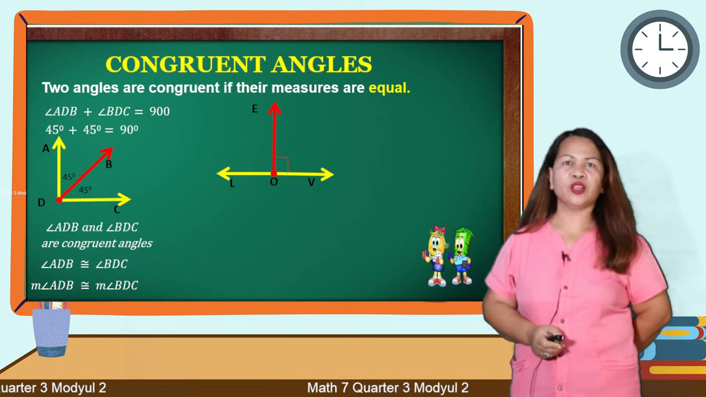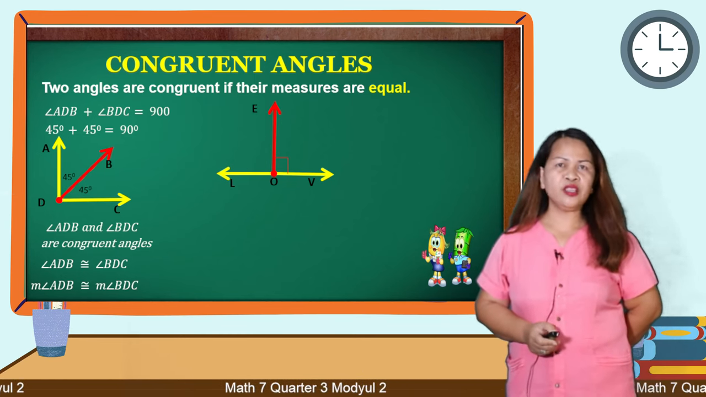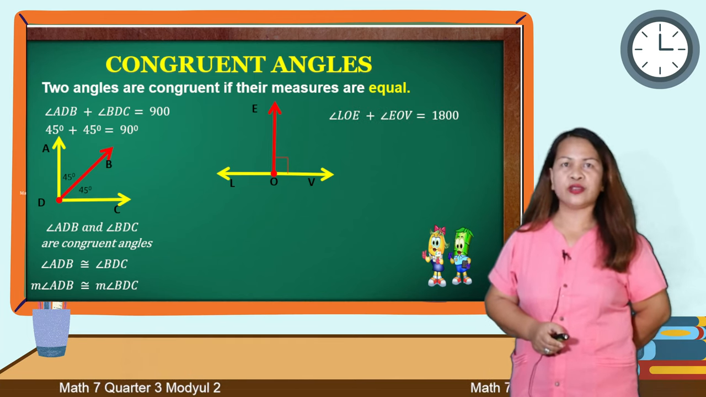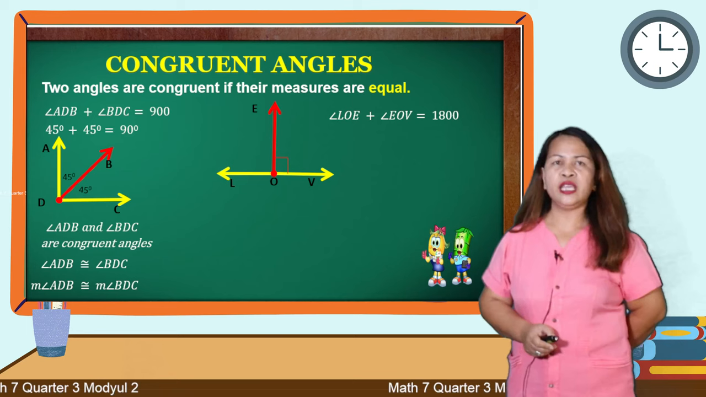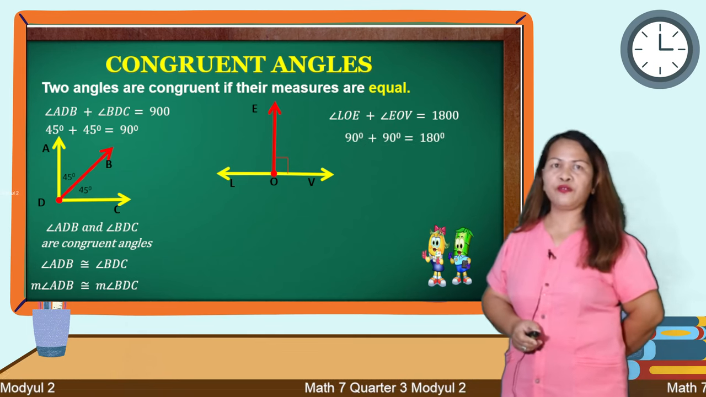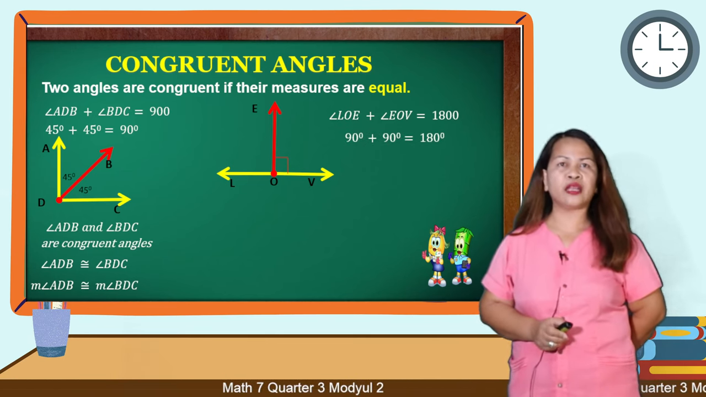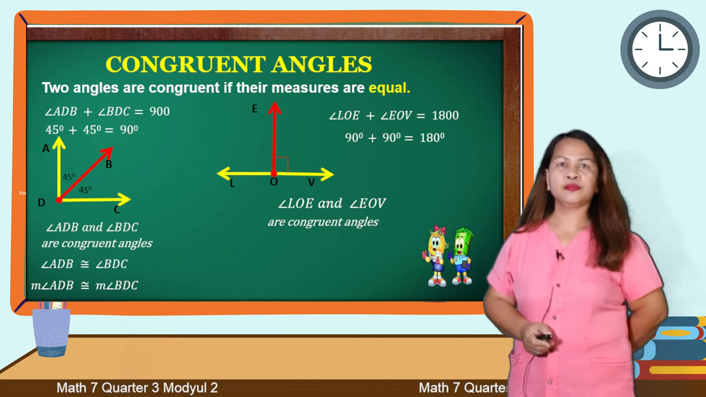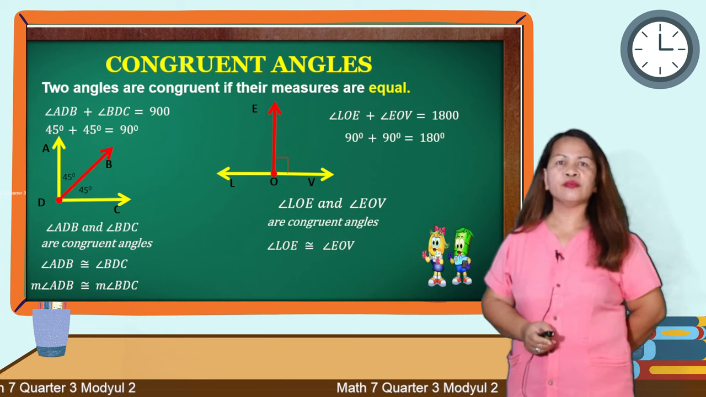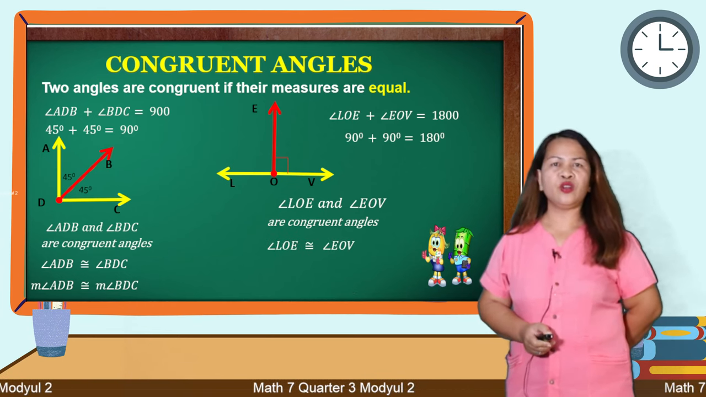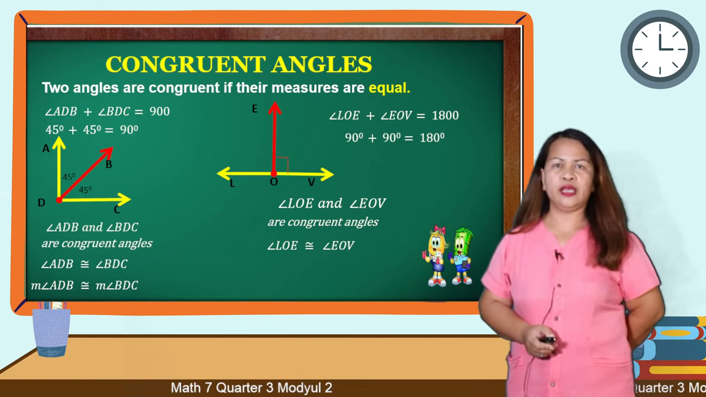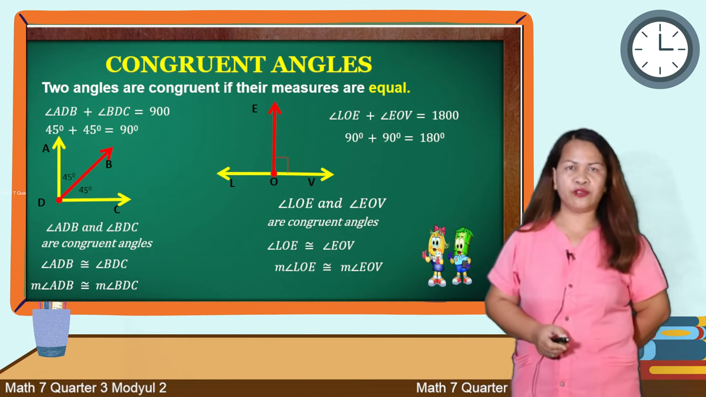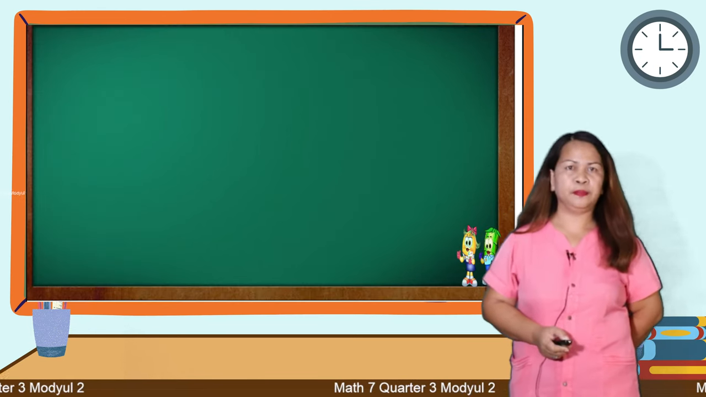Next one. Again, that is perpendicular. So angle EOB equals 90 degrees, while angle LOE equals 90 degrees. If we add the two angles, it is equivalent to 180 degrees. So they are congruent. Angle LOE is congruent to angle EOV, so the measure of angle LOE is congruent to the measure of angle EOV.